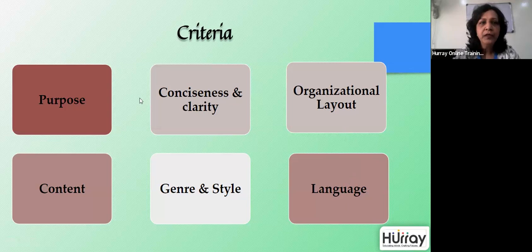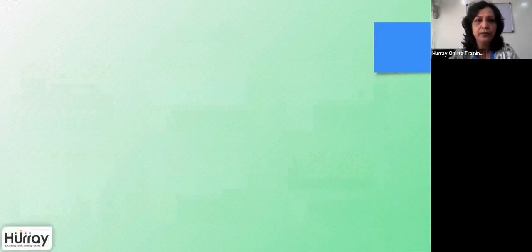Each of these carries 7 marks. Purpose carries 3 marks, and the remaining 5 categories carry 7 marks each. So 7 times 5 is 35, plus 3, is 38. So total writing is taken out of 38. Whatever score you get on each of these will be added up, divided by 38 and multiplied by 500. Therefore, you'll get your OET grade score.